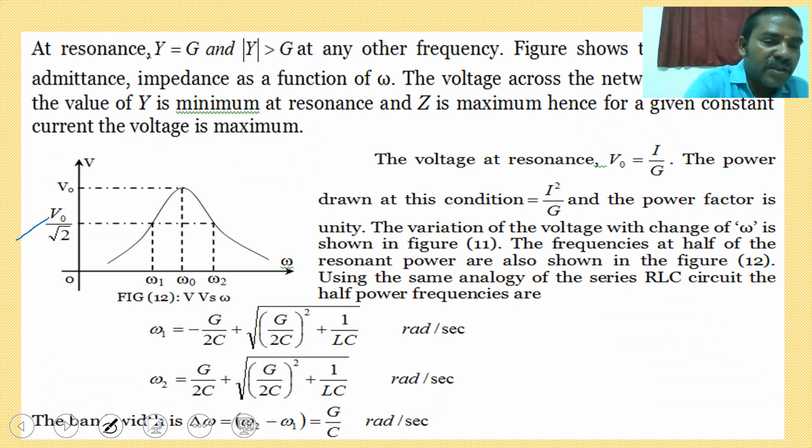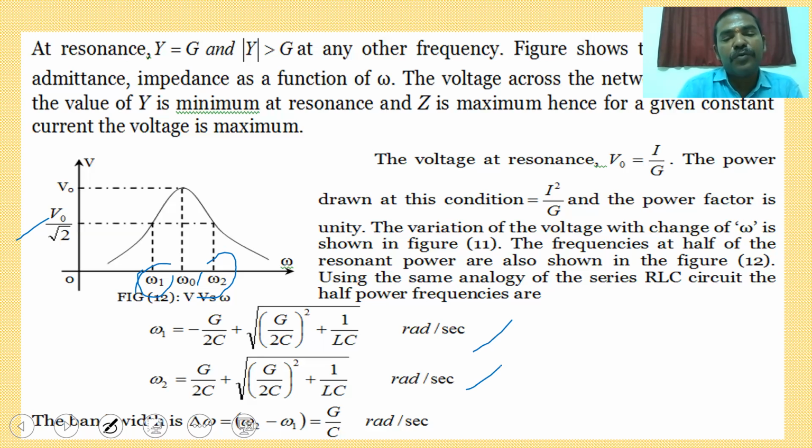W1 is the lower half power frequency, W2 is the upper half power frequency. Then omega 1 is equal to minus G by 2C plus root of (G by 2C) whole square plus 1 by LC. And the upper half power frequency omega 2 is equal to G by 2C plus root of (G by 2C) whole square plus 1 by LC. So what is bandwidth?